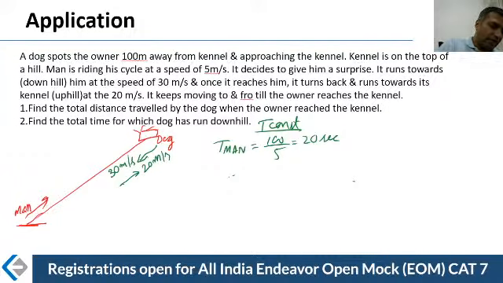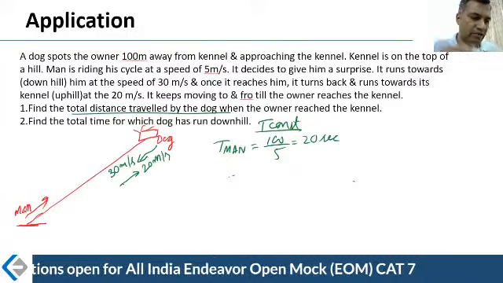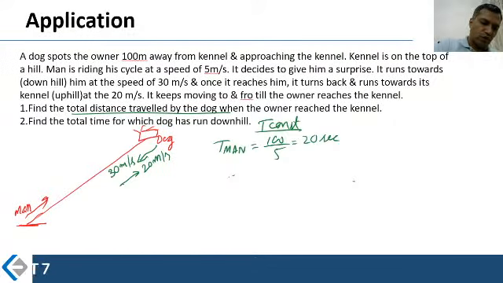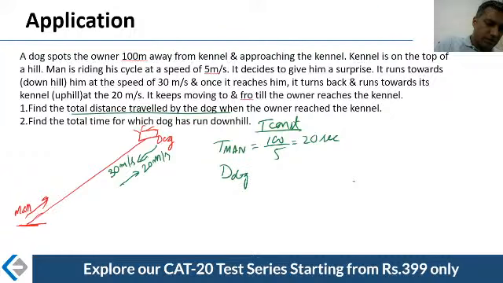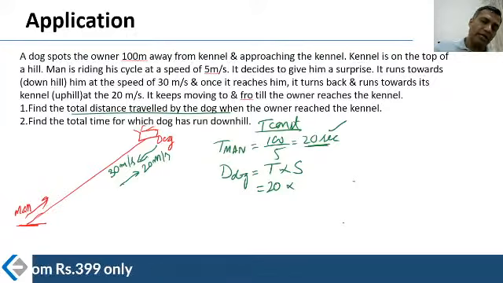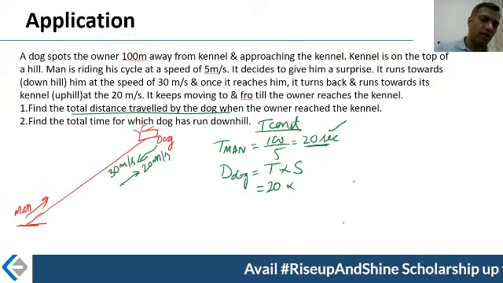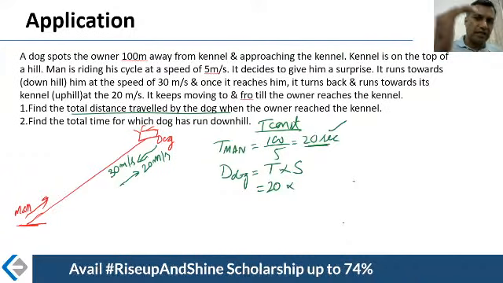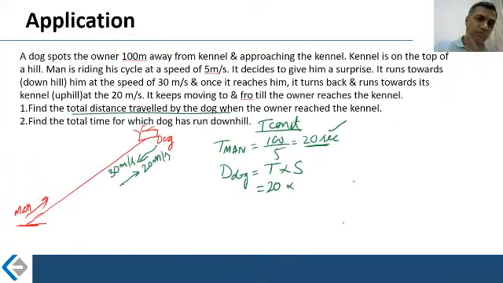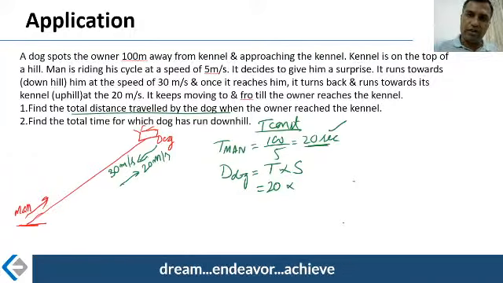But the point here is, find the total distance traveled by the dog when the owner reached the kennel. Distance traveled by the dog is nothing but speed into time. Time I know, 20 seconds, because the dog was also active for 20 seconds. But which speed should I write, 30 or 20? No, you have to write the average speed. You may wonder, why average speed? Because the distance is constant, friends. The distance traveled by the dog in the forward journey is the same as the distance traveled by the dog in the return journey.